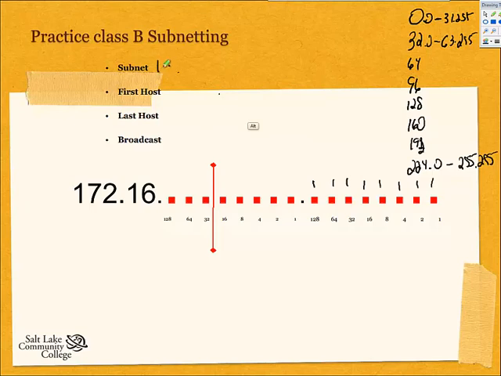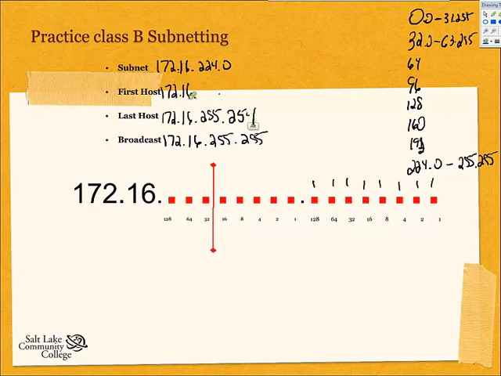First number, first subnet, 172.16.224.0. Broadcast is 172.16.255.255, which means the last host is the number before this one, which means it's 172.16.255.254. And the first host is, of course, 172.16.224.1.